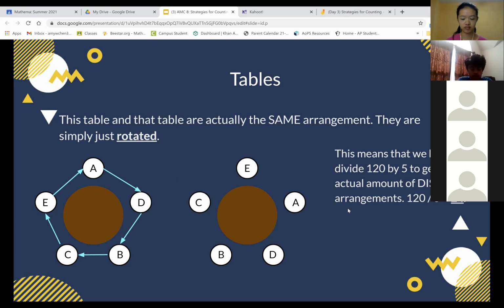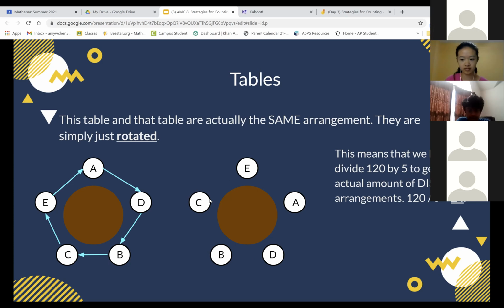If we move it right one more time, we would have A in the bottom right, and then one more time bottom left, and then one more at where C is right now. So basically, there are 5 ways we can do that. So we have to just divide by 5 to get the distinct arrangements.